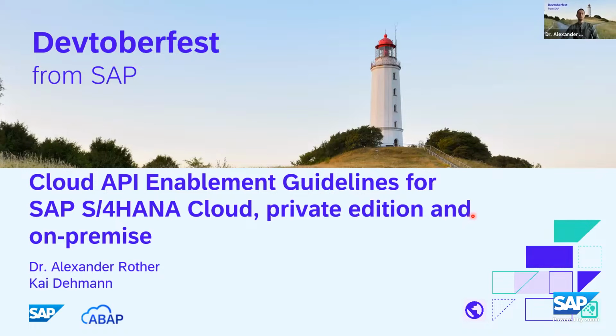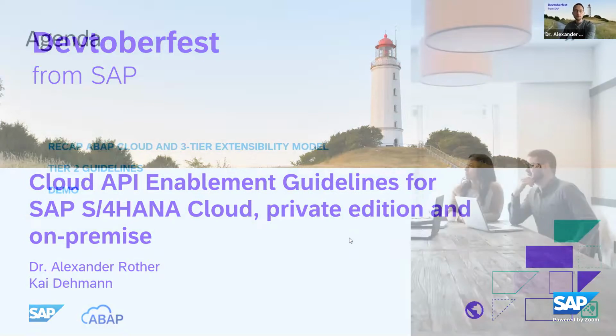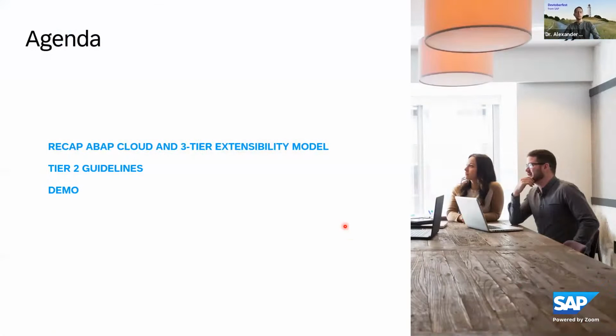All right, so hello everyone also from my side. My name is Alexander Rother, and in the room right behind that wall, I have Kai Deman sitting, and we are very happy to have a session with you around Cloud API Enablement Guidelines for S4HANA Cloud Private Edition and on-premise. So to start with, first, a quick look at the agenda.